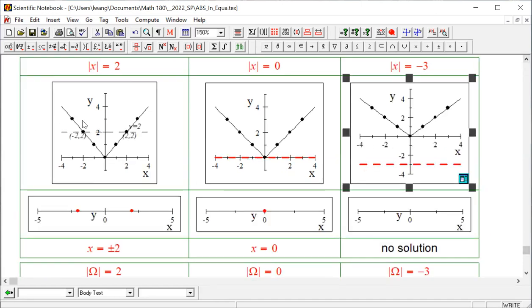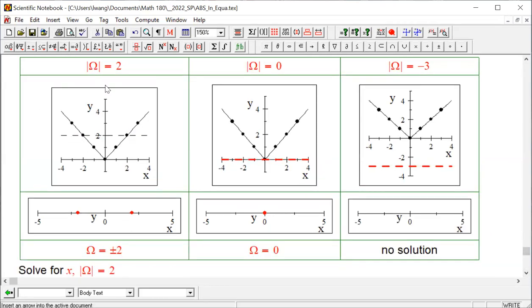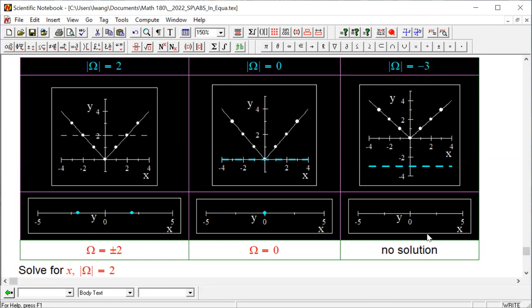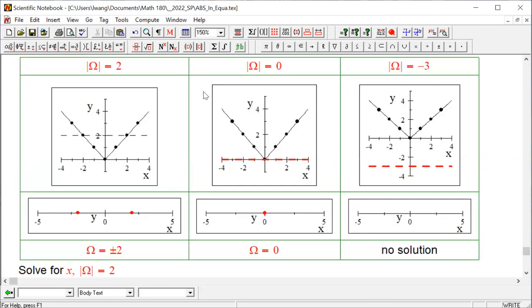You can see I turn x into omega. Everything is the same. The absolute value of omega equals 2. So you can view this as a kind of model. But omega can be more complicated than just a single variable. That's our intention here.